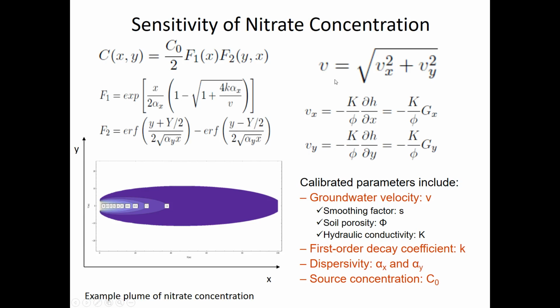For example, V here is the seepage velocity, and the seepage velocity is determined by the smoothing factor, soil porosity, and the hydraulic connectivity. And also, this analytical solution behind ArcNLET involves K, which is the denitrification rate, and dispersivity, alpha x and alpha y, which is actually alpha t and alpha hl. This is longitudinal, this is transverse horizontal, and also the source concentration C0. That's the concentration in the source plane here.